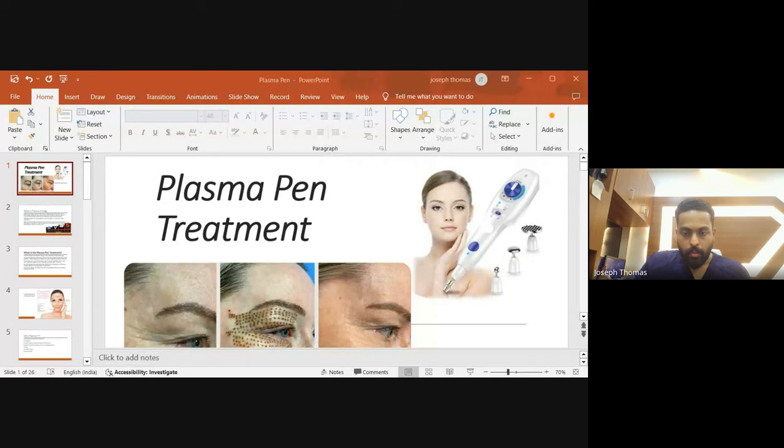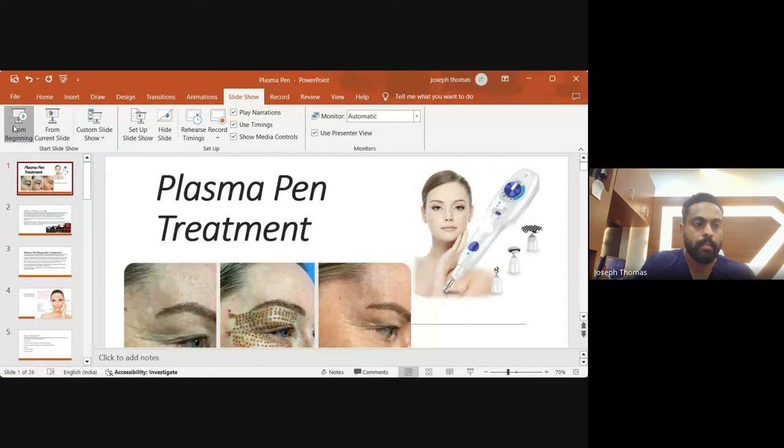So coming to the plasma pen, some call it fibroblast treatment and all those things. Anyway, whether it is plasma or fibroblast, it is one and the same thing. Okay, plasma pen treatment.